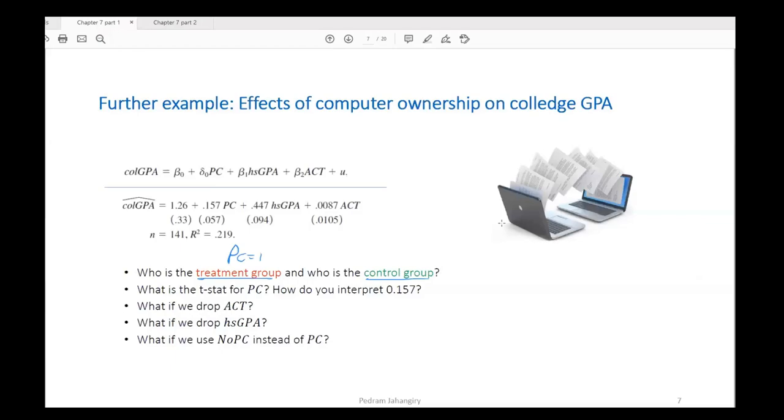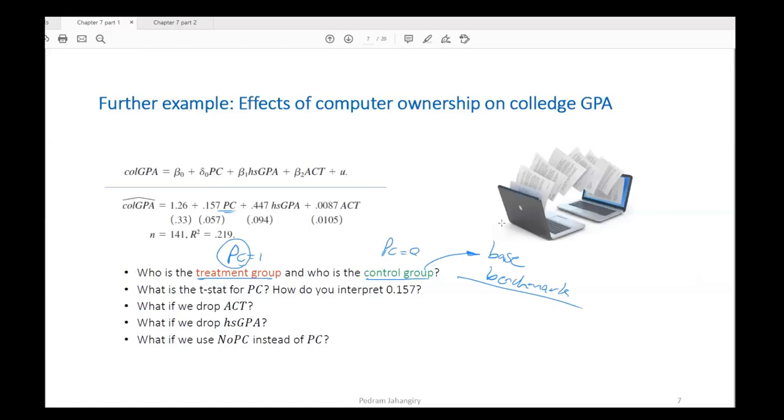PC owners, these are the treatment group, and the control group are the ones who don't have a PC, so we control for them. What was the other name for that? This was our base group or benchmark group. Benchmark. Remember, the one that's not in the model. So do you see no PC in the model? No, you just see PC in the model, okay?